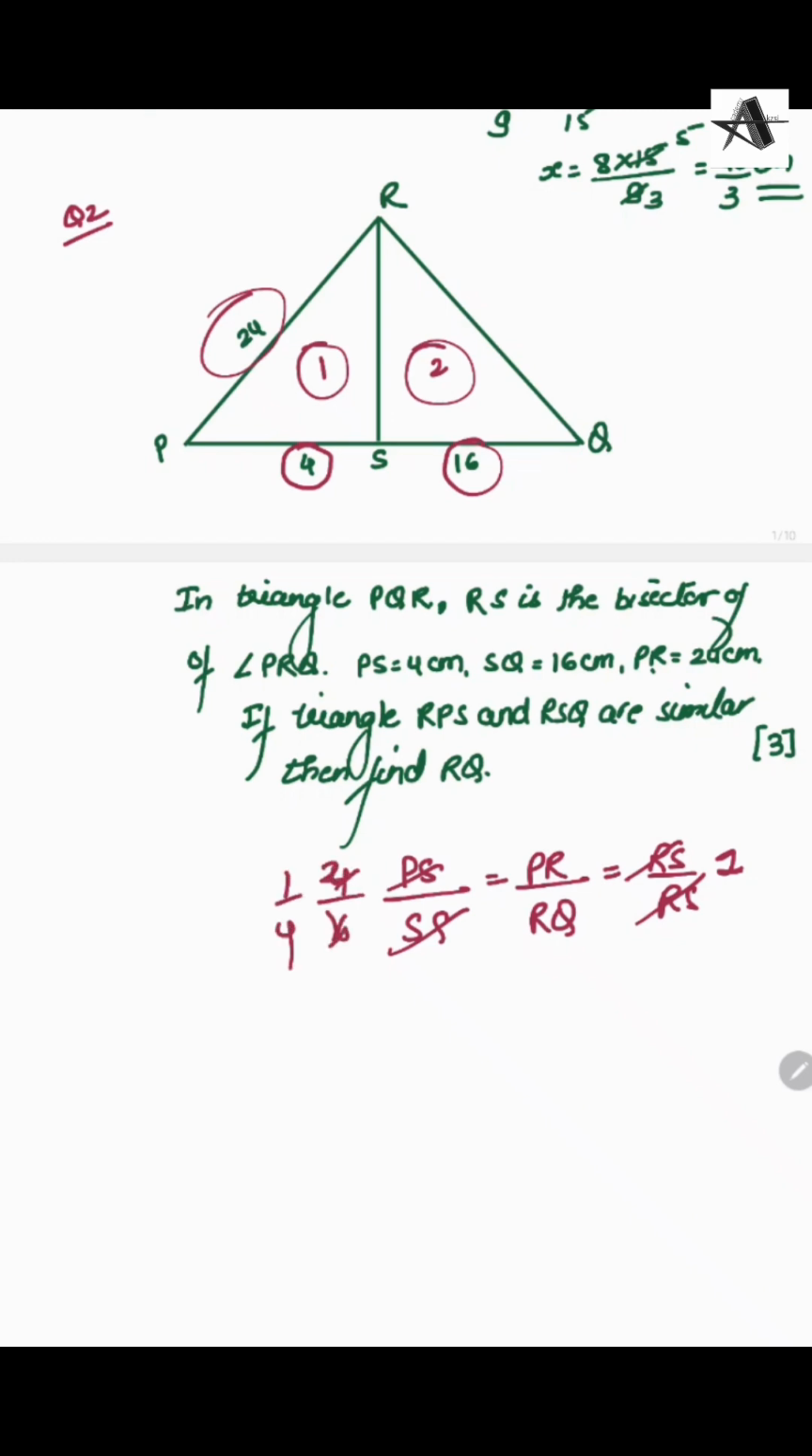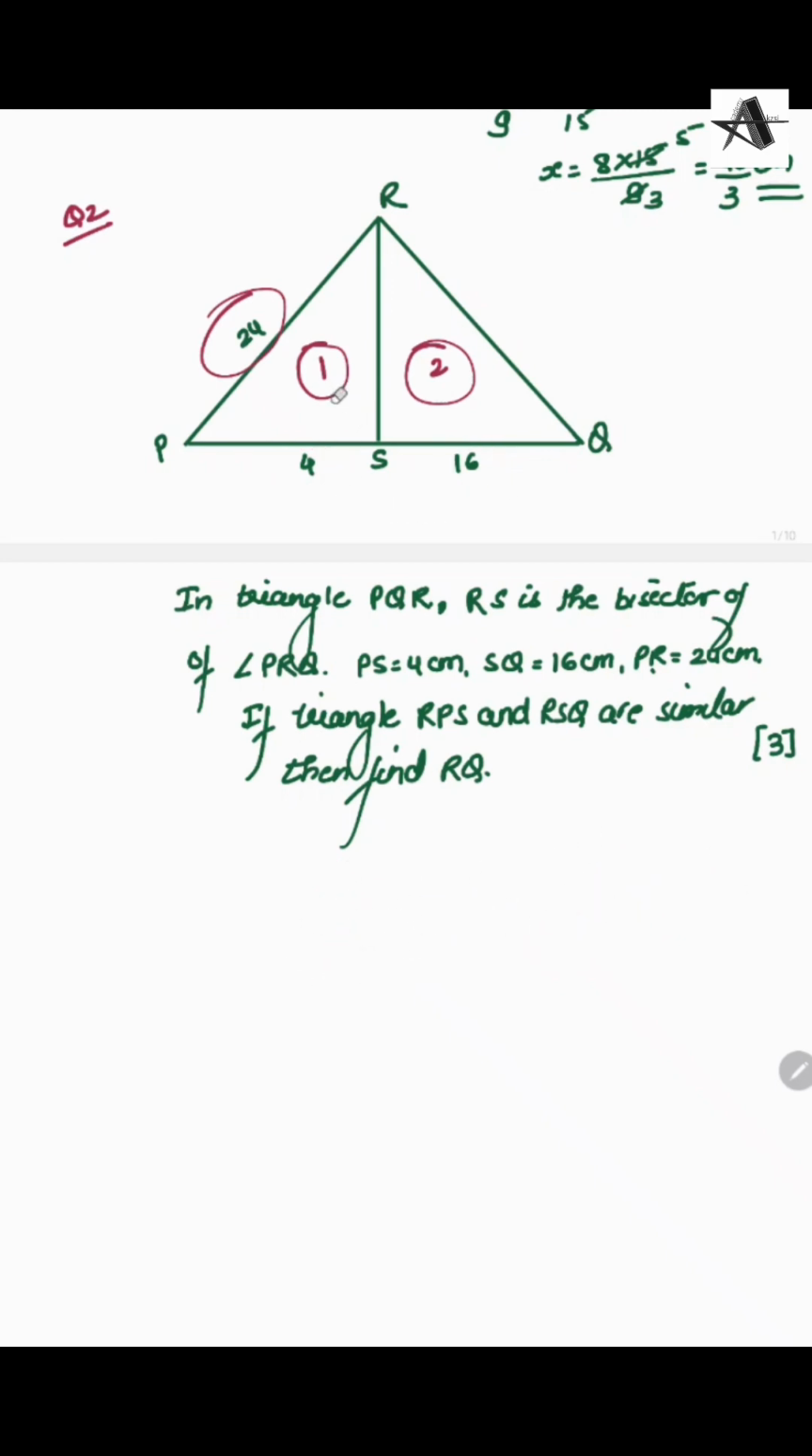How is this possible that the ratio of one corresponding side is 1 by 4 whereas another is 1? That means the triangles are not similar, but they have mentioned that they are. If they have mentioned that, that means the corresponding sides that you are taking are wrong. So in that case, obviously this looks exactly the same. But what if I say this RS is corresponding to SQ?